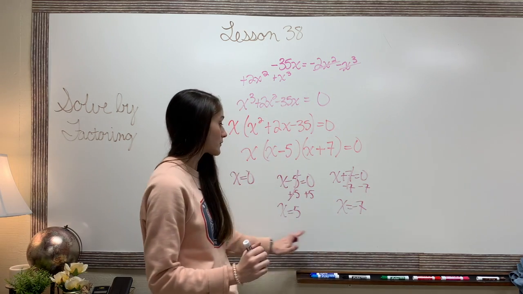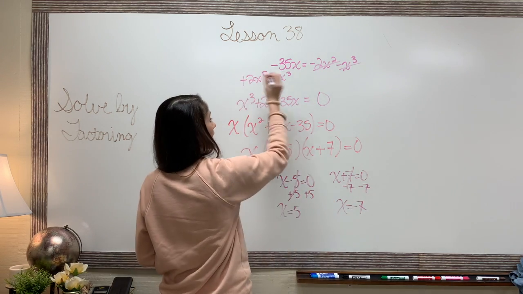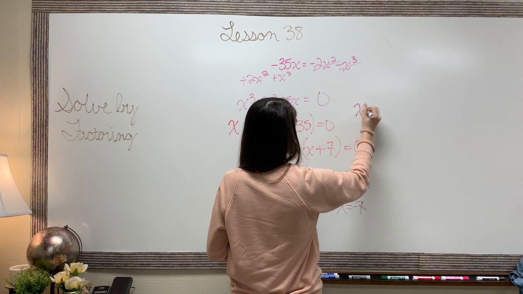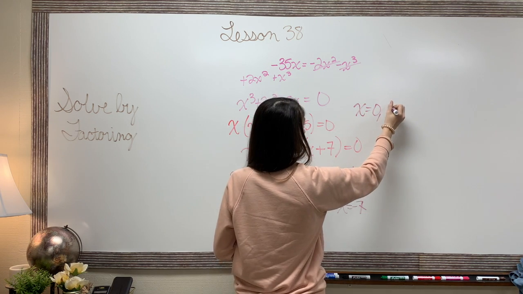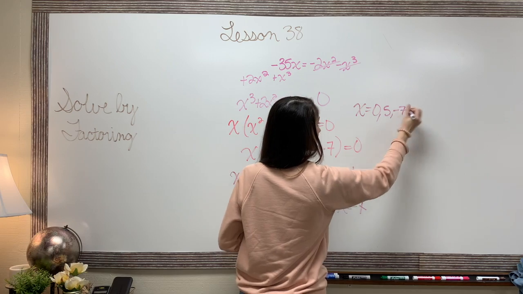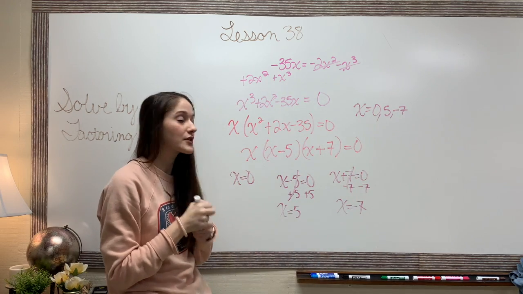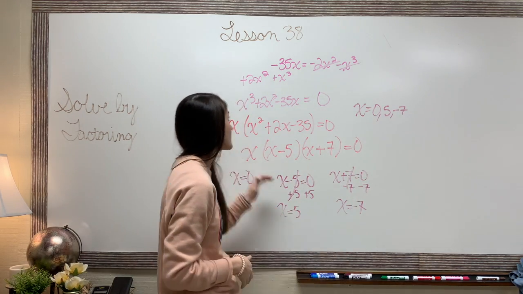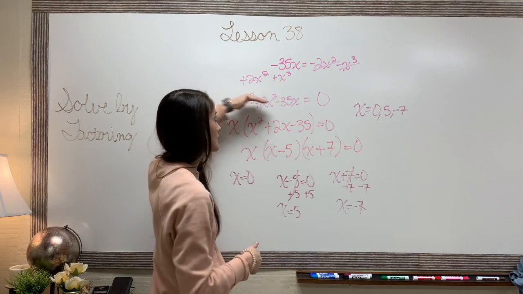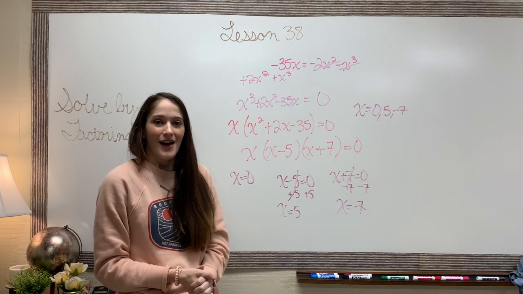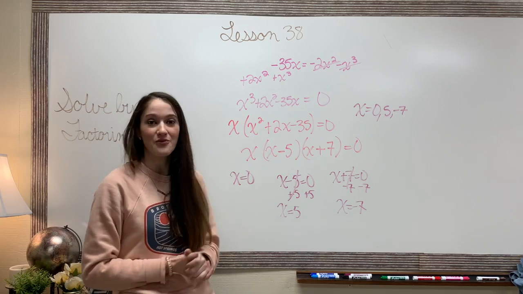So we have 3 solutions here. What we would write if this were our homework is we would say x equals 0, 5, negative 7. All 3 of those are possibilities that would make this equation become 0. All right, so that is how you solve by factoring.